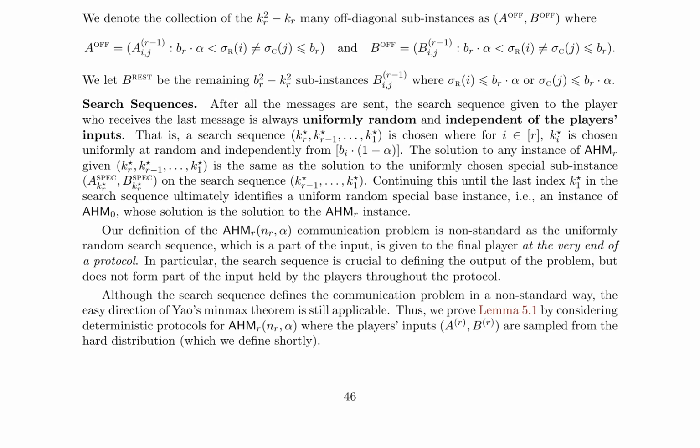The special subinstances and off-diagonal subinstances are defined, along with the search sequences that are used to identify the solution to the AHM instance. Overall, the paper establishes a lower bound on the space complexity for computing an O(1) approximate maximum matching in a graph using the AHM problem. This bound is crucial for understanding the limitations of dynamic streaming algorithms in graph theory.